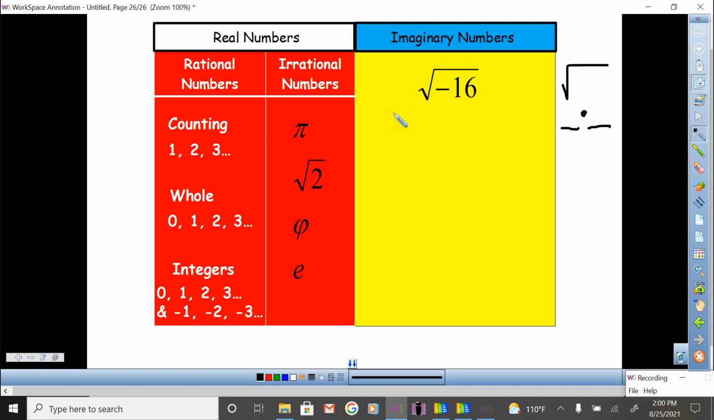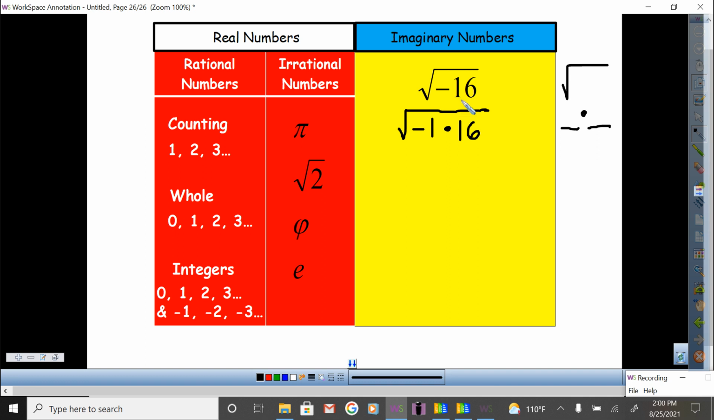However, we can rewrite this and simplify it. Pay attention, here it goes. Writing utensils down, pay attention please. I'll give you time to copy afterwards. Square root of -16 can be written as square root of -1 times 16. Do you agree with that so far? -1 times 16 is what? -16. Yeah, so far so good, yes?